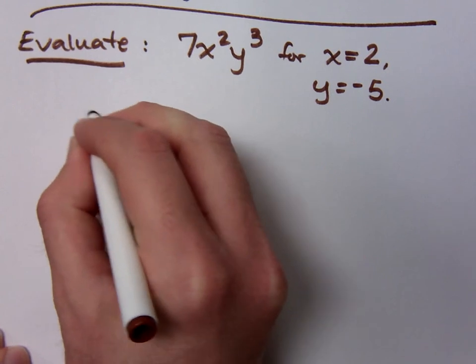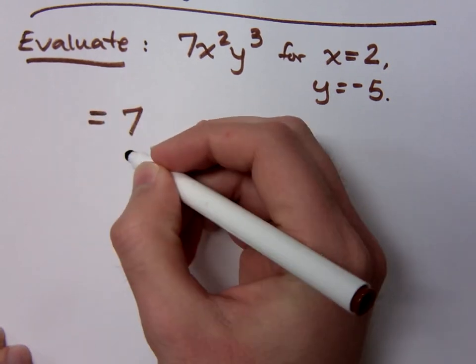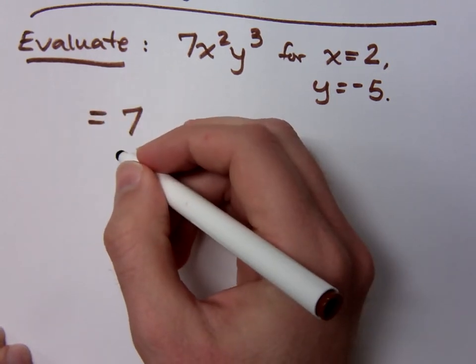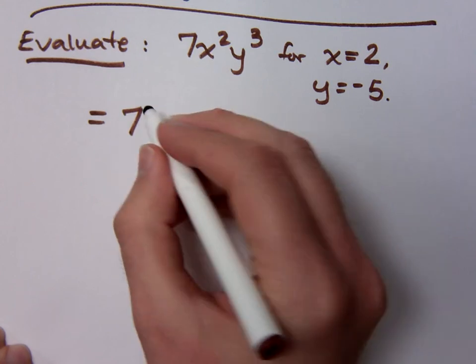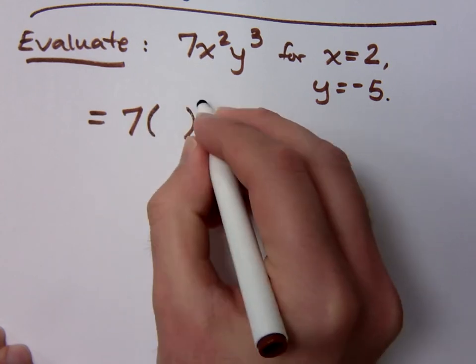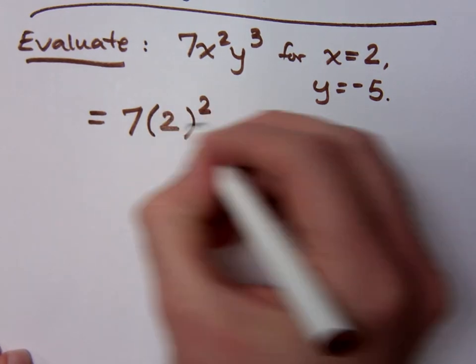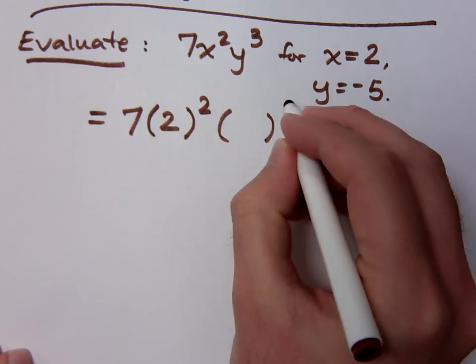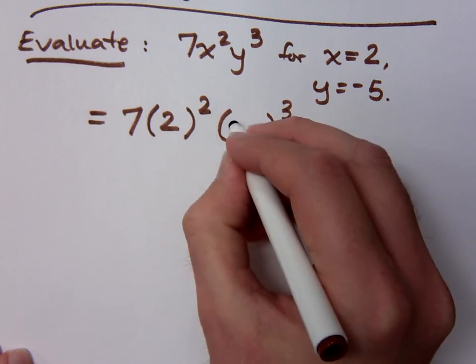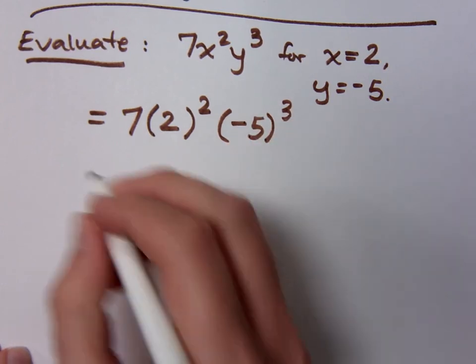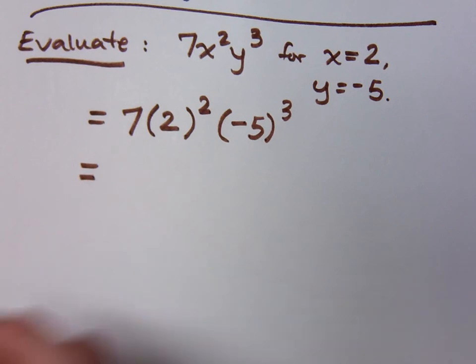So I could rewrite this and have 7. Now when you substitute, as we saw on the test, use parentheses. So parentheses squared, what goes inside the parentheses? 2. And I'm going to replace the y with what? Now it's just a matter of doing the work that's in front of you.